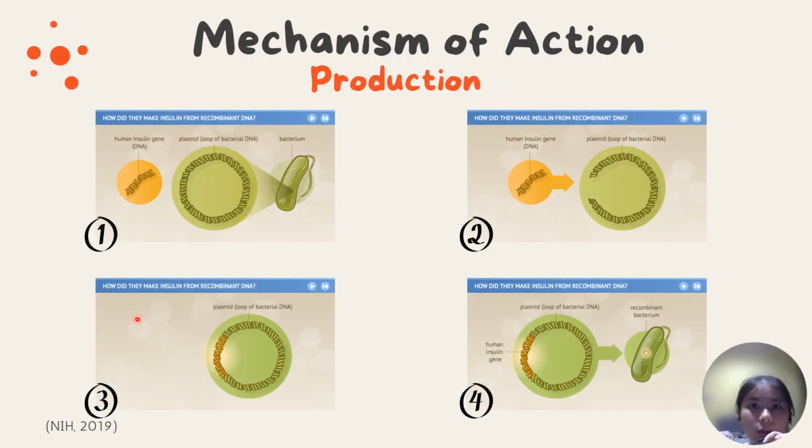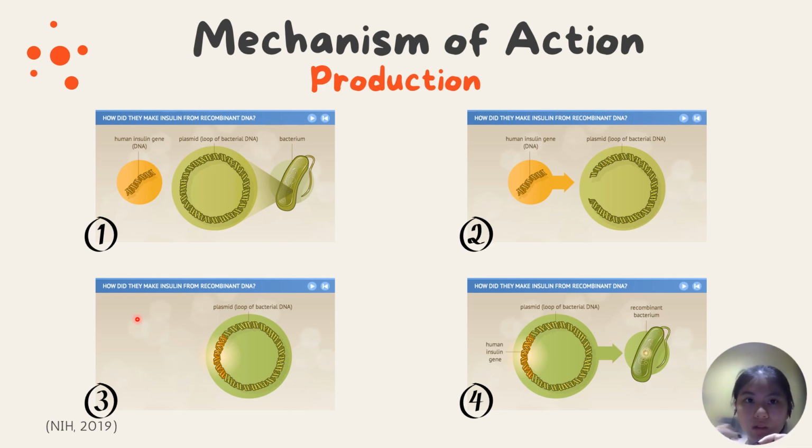Before we talk about the mechanism of action, recombinant DNA is a technology developed to insert a human gene into the genetic material of a common bacteria. This recombinant microorganism can now produce the protein encoded by the human gene. So in terms of this recombinant insulin from E. coli, the mechanism of action starts from production.